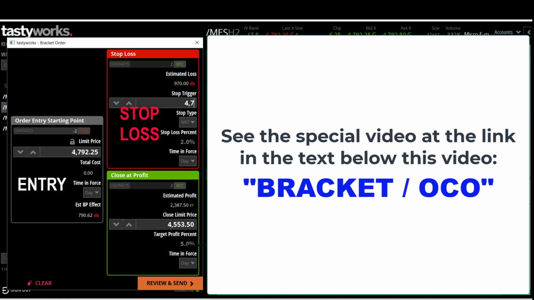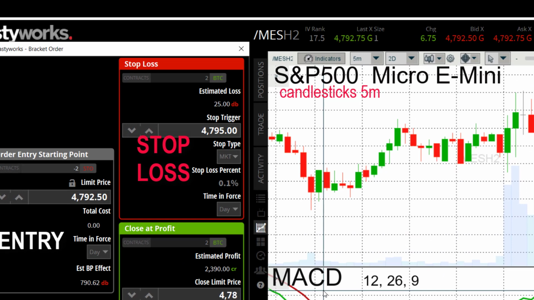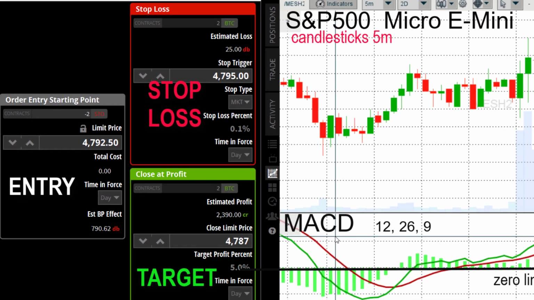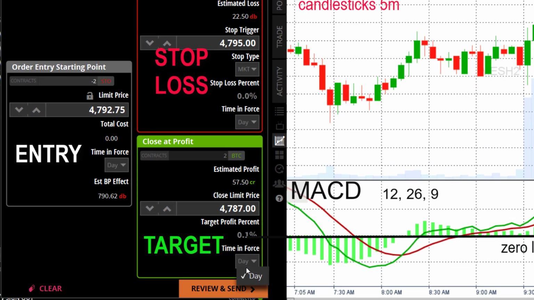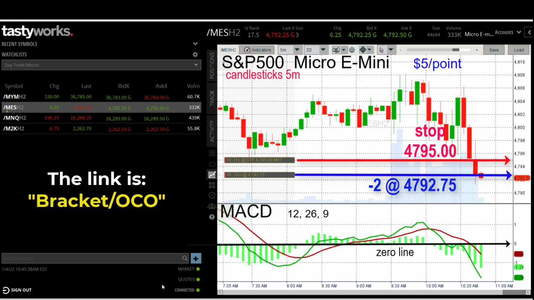Of these three, the target price has the least meaning. It's kind of a shopping wish list, and it's irrelevant to the trade, actually. But you want one down there so you can move it up, as you'll see during the trade. Look in the text below this video if you're not familiar with the bracket OCO order. I'm clicking review and send on it right now. There's a short video called the bracket OCO, with a link in the text below the video.